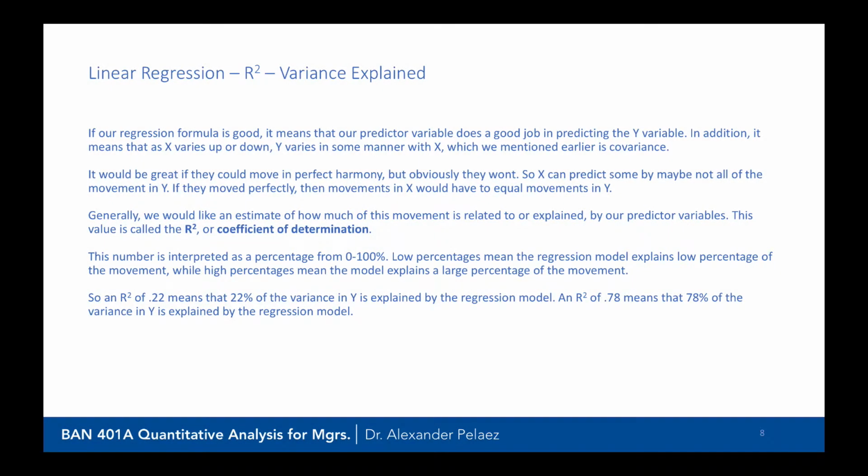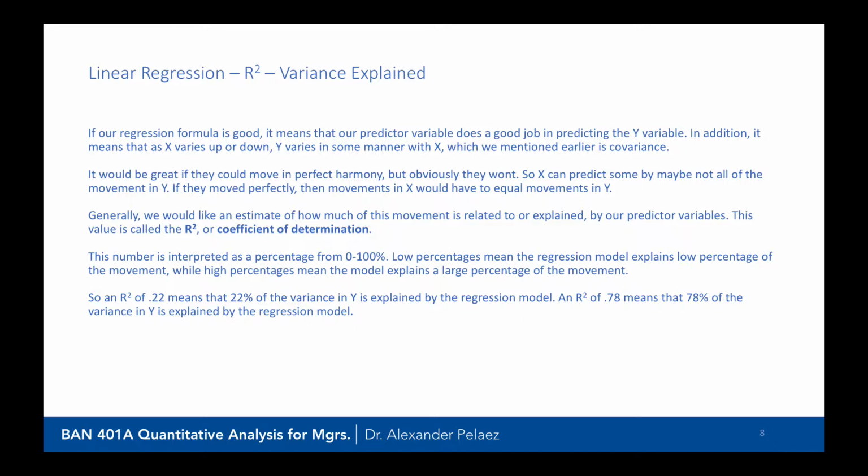Now, if our regression formula is good, it means that our predictor variable will do a good job in predicting the y variable. In addition, it means that as x varies up, y varies in some manner with x, which we mentioned earlier is our covariance, and we could standardize to get the correlation. If they moved in perfect harmony, that would be great, but they don't. So x can predict some, but maybe not all of the movement in y. If they did move perfectly, then the movement in x would have to equal the movements in y, and they would essentially be the same variable.